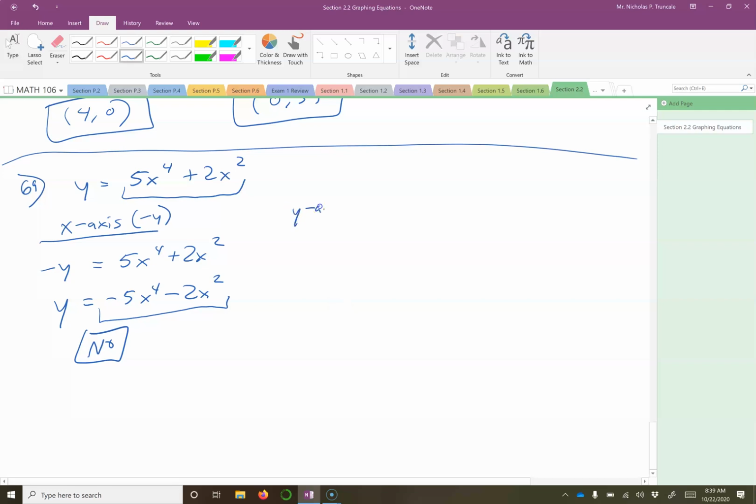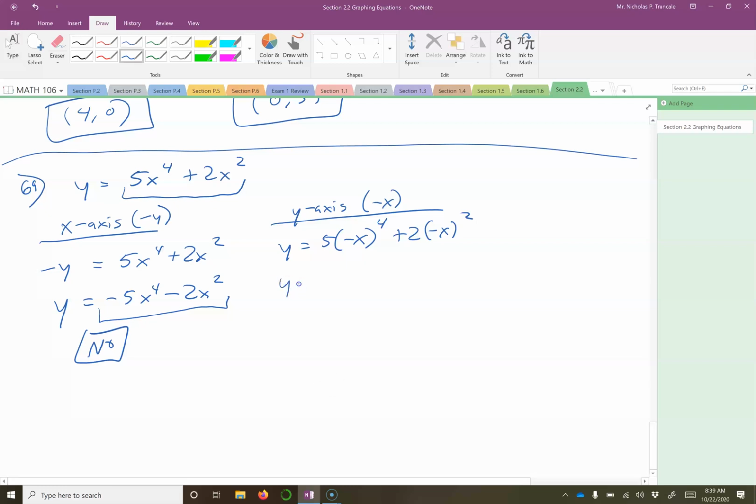Now for y-axis, we're going to substitute negative x in for all of the x's we see. So this is what this will look like. y equals 5 times negative x to the fourth plus 2 times negative x squared. Now for y-axis symmetry, you're not going to multiply by negative 1. You just simplify the right side of the equation.